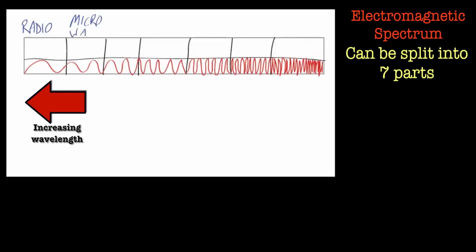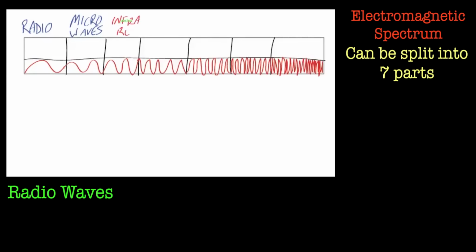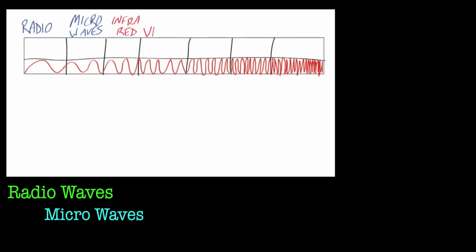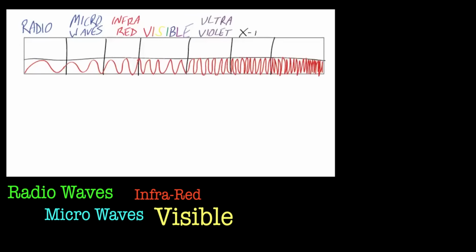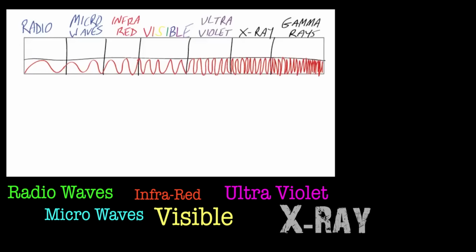So for the longer wavelengths we call these radio waves, followed by microwaves, followed by infrared, followed by visible, and it gets shorter and shorter as we go down to ultraviolet, X-ray and the high energy gamma rays. They are the shortest wavelengths. So let's have a look at the wavelengths.